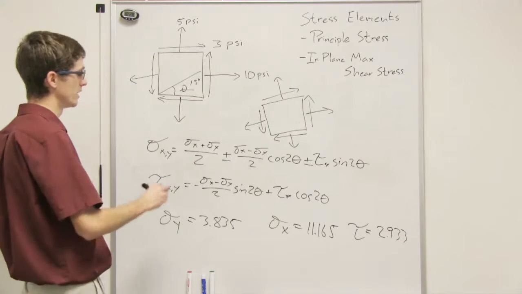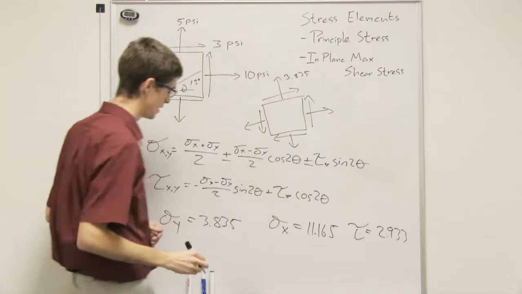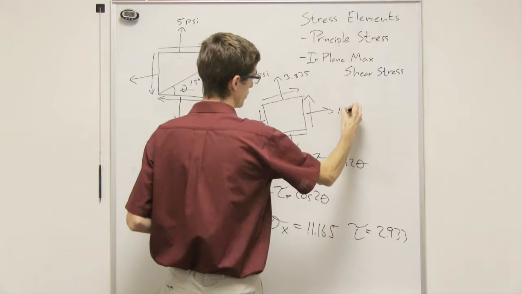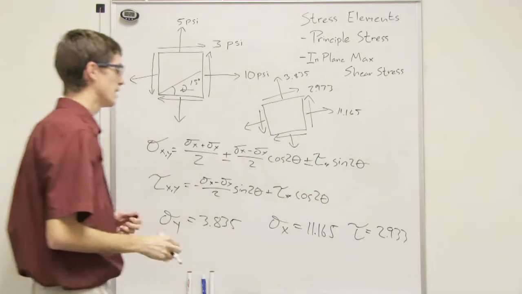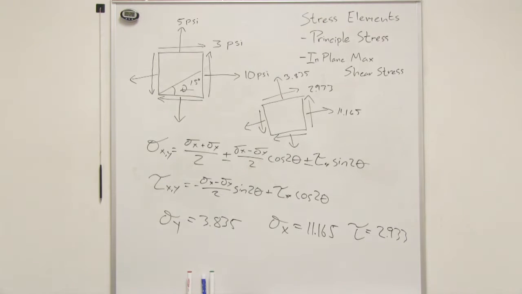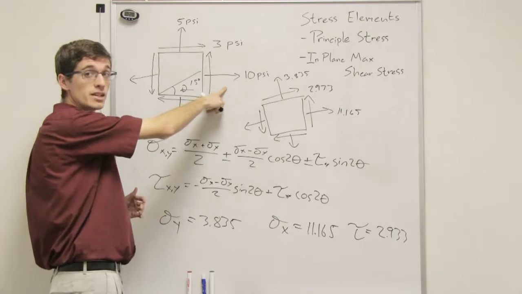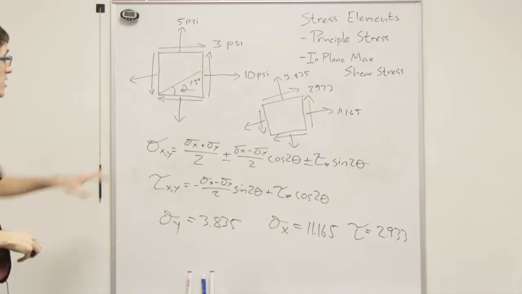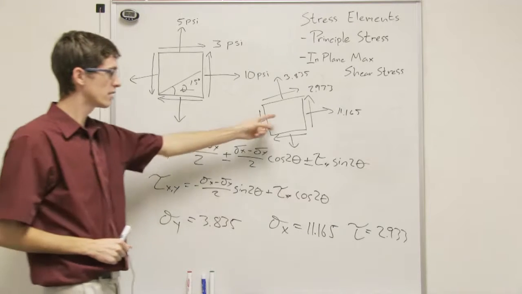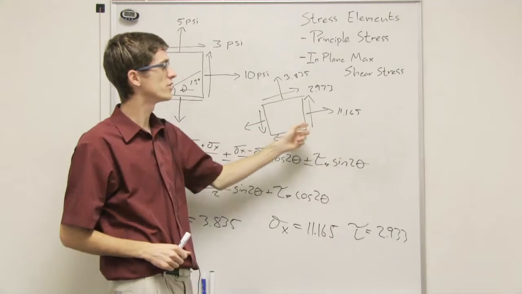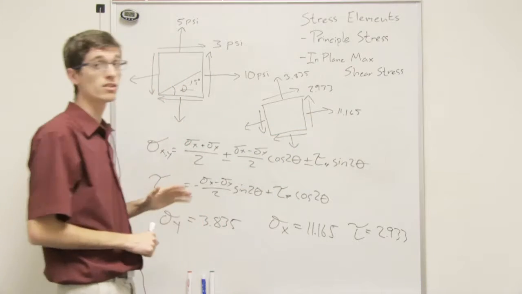So yeah, let's just throw these on here real quick. This will be 3.835, 11.165, and 2.933. And so those are pretty cool equations. We actually find that as we do that, we originally thought 10 psi was our maximum, right? Because that was the most that we saw when we found our stresses on that element. But when we just rotated a little bit, we found that this component actually goes up. This stress is now 11.165 along a different axis.